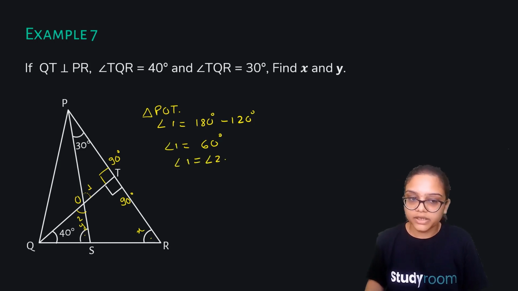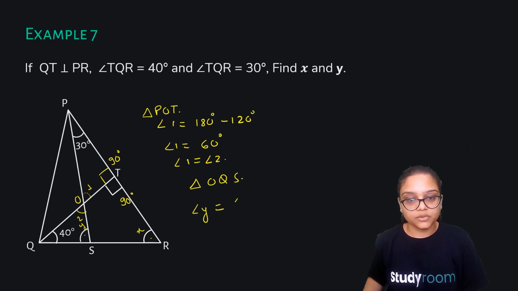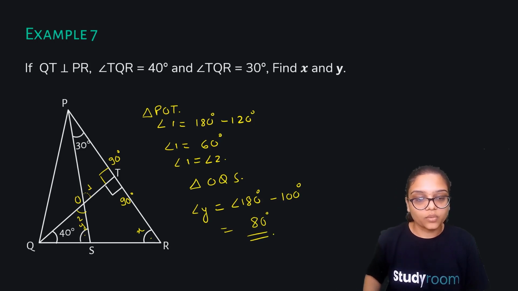Vertically opposite. Correct? Again, a triangle is formed, triangle OQS. So again, angle Y would be equal to 180 degree minus 100 degree, 60 plus 40. So, 80 degree. Correct? So we have found Y.